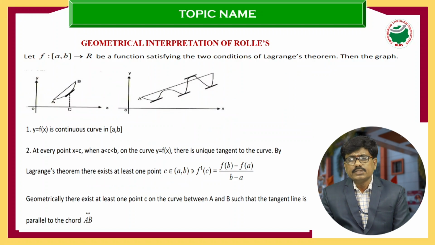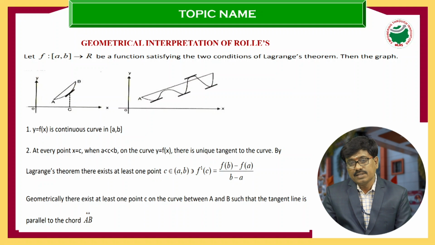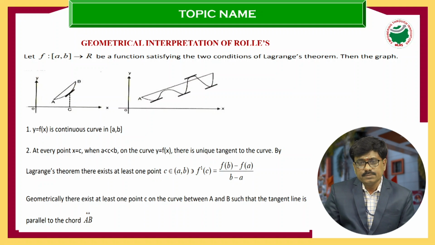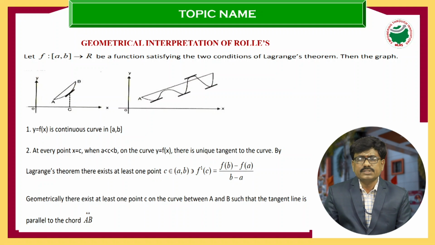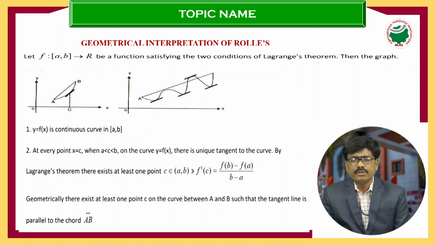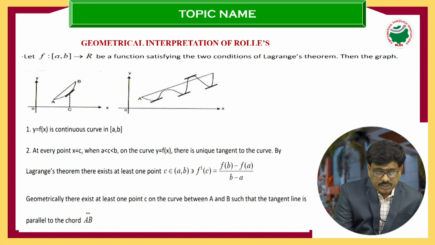Let us go with the geometrical interpretation of Lagrange's mean value theorem. In Rolle's theorem, what we observe is that f of a is equal to f of b. Now here f of a and f of b are not always equal. We already studied some functions where, when we substitute, both values are not equal. In such cases we are going to apply Lagrange's mean value theorem. When both are equal, we can apply Rolle's theorem. Let us go with its geometrical interpretation.